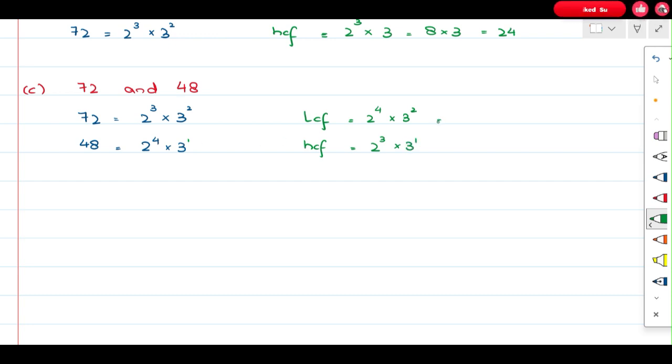So 2 power 4 is 16, 3 square is 9, and here 2 cube is 8 times 3. 8 times 3 gives you 24. So the HCF is 24, and the LCM, 16 times 9, is 144. That is your HCF and LCM, right? Okay, let's do another one.